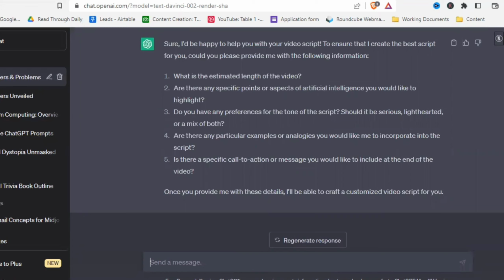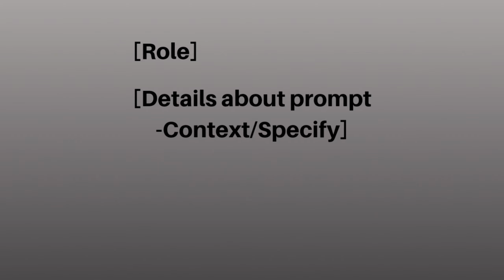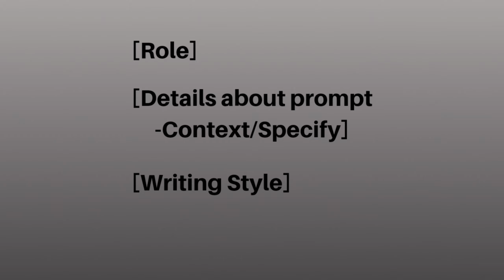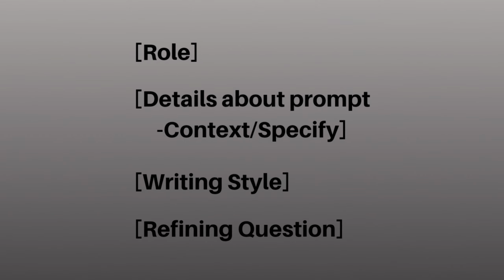So now our building blocks look like this. You give a role, then you give details about the prompt by giving context and being specific. Then you give a communication or writing style, and then you add a refining question at the end. And this refining question can really help you to get the exact answer that you want, because ChatGPT will ask you what it still needs. Like this, you also don't generate endless output that is actually useless.